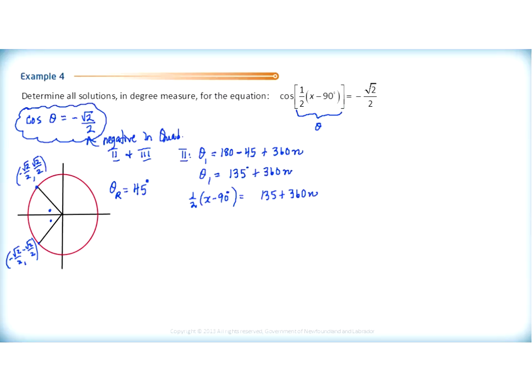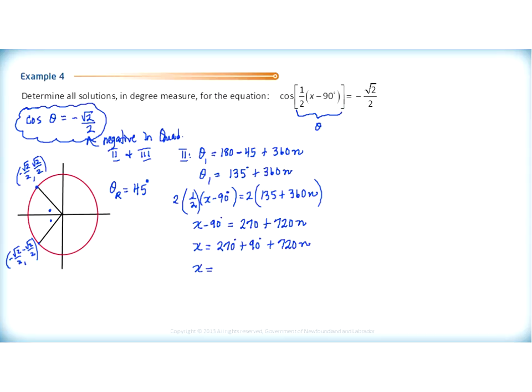So now what we'll do is we'll multiply both sides of the equation by 2. So you have 2 times 1/2 times x minus 90 equals 2 times 135 plus 360 n. The left side leaves us with x minus 90 degrees, and on the right side, 2 times 135 is 270 degrees plus 720 n. X is equal to 270 degrees plus 90 degrees plus 720 n.